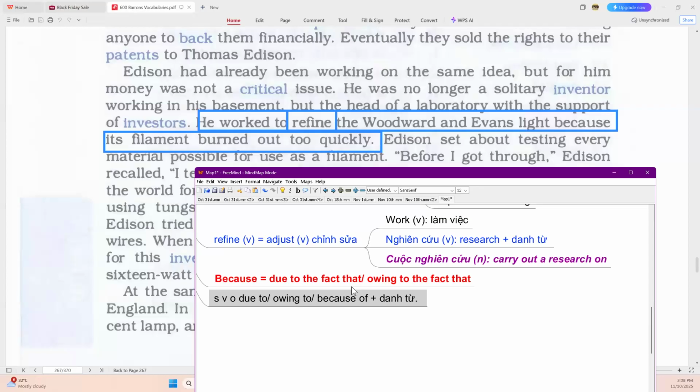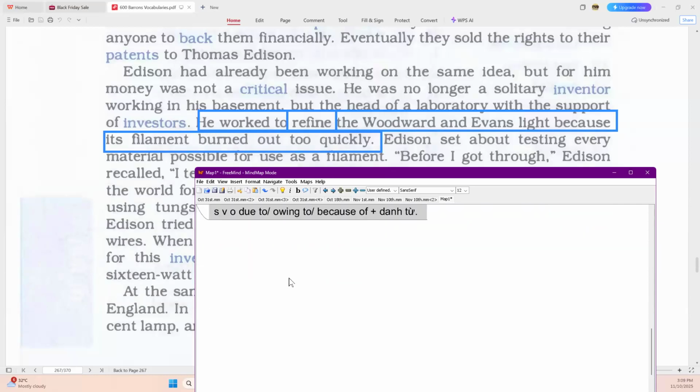He tried to research the woodwork and even light due to the fact that its filament burned out too quickly. Alright, its filament burned out too quickly. Show me the meaning of this phrase by using another structure.